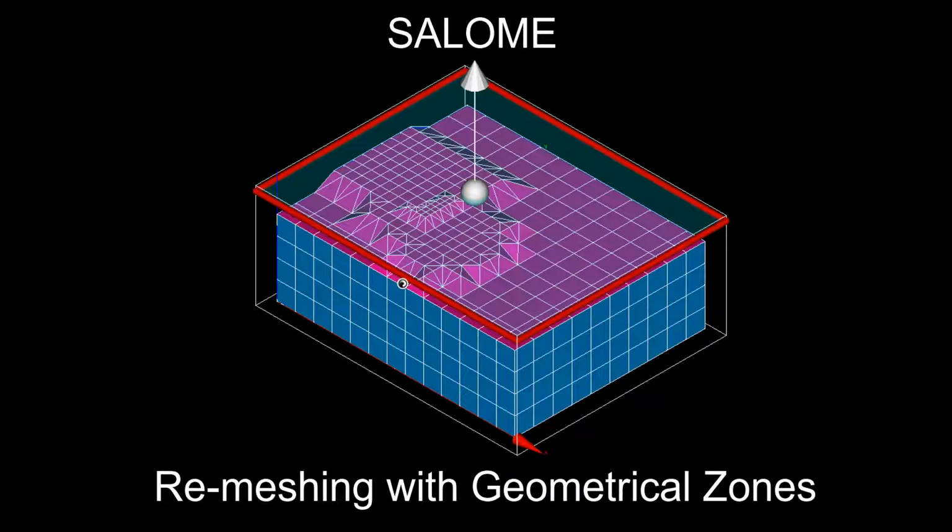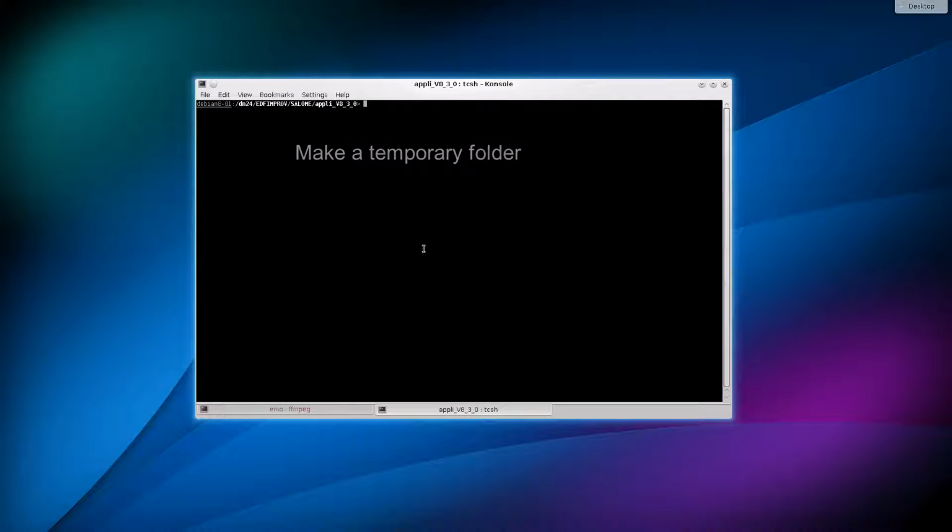This movie will show how to apply remeshing with geometrical zones. In particular, we will make smaller mesh elements inside the box and inside the sphere. Let's make a working folder for HOMARD module and then start SALOME.